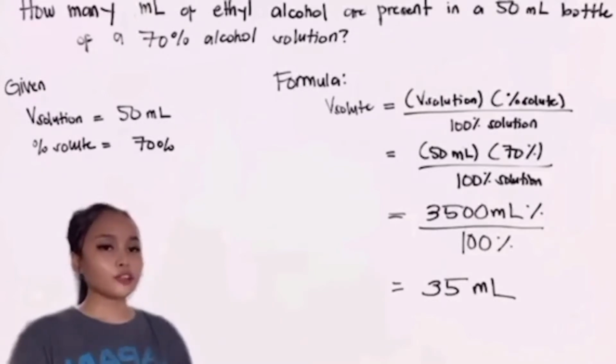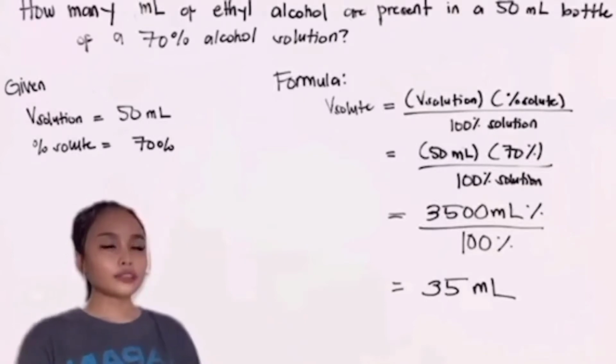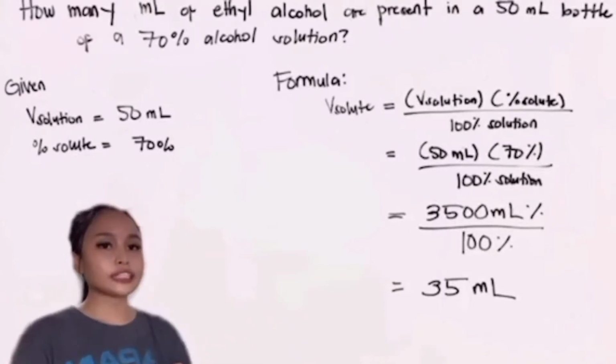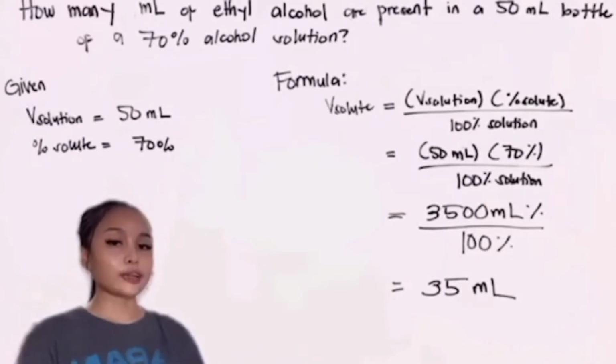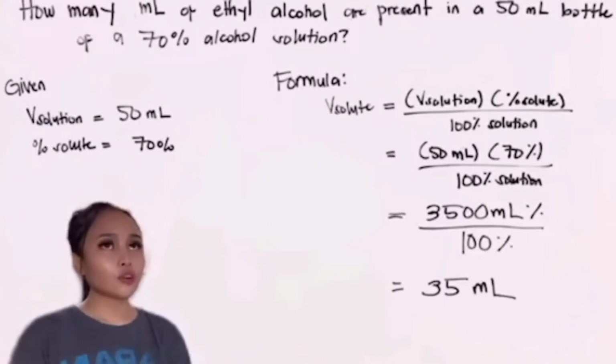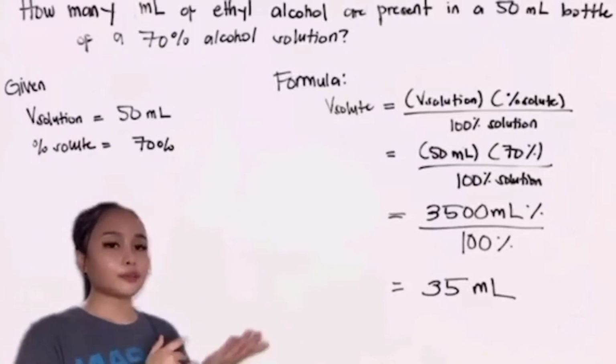So the volume of solution is 50 ml and the percent solute is 70% over 100% solution. For that equation, 50 ml times 70% is 3,500 ml percent, over 100% solution is equal to 35 ml. So the volume of solute is 35 ml.